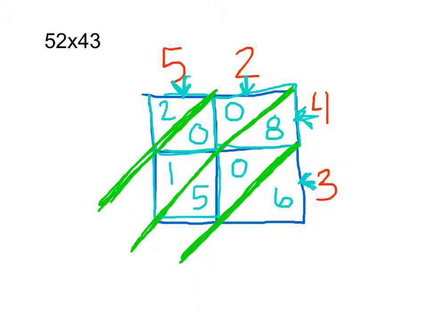Now you're going to add up the diagonals. The first one is 6 plus nothing is 6. 8 plus 0 plus 5 is going to be 13. You put your 3 down and you're going to carry your 1 to the next diagonal line. You have 1 plus 0 plus 0 plus 1, which is going to equal 2. And 2 plus nothing is 2. So your answer for 52 times 43 is 2,236. The next problem is a 3-digit by 2-digit, which I know that you can complete.